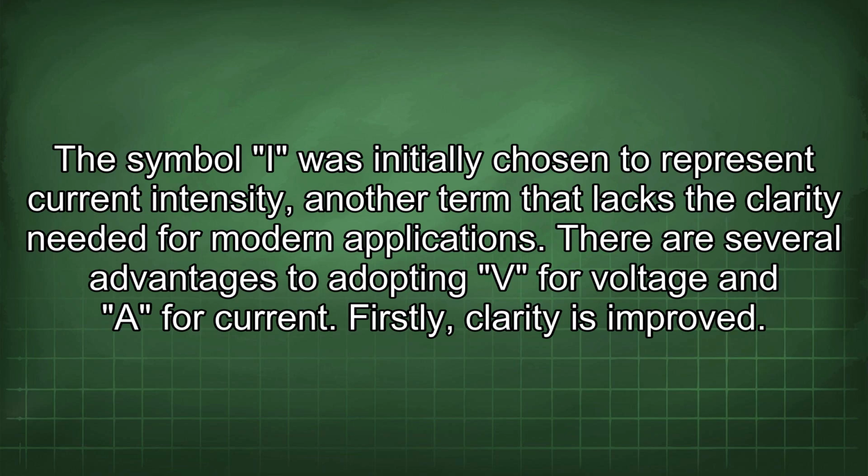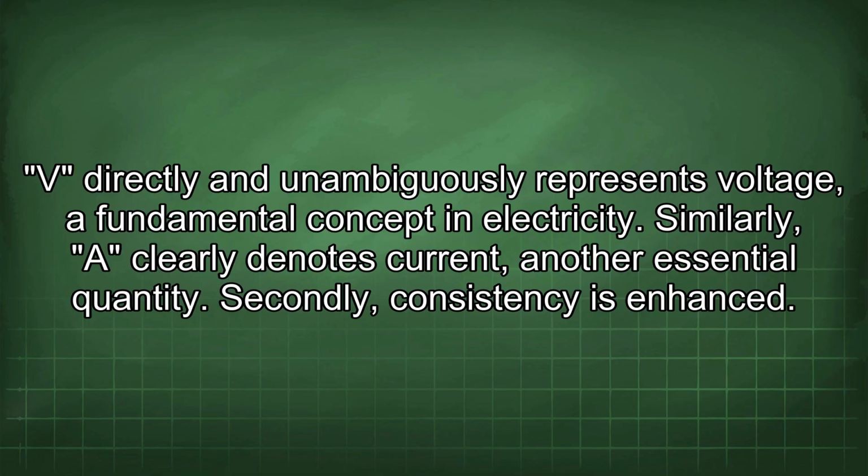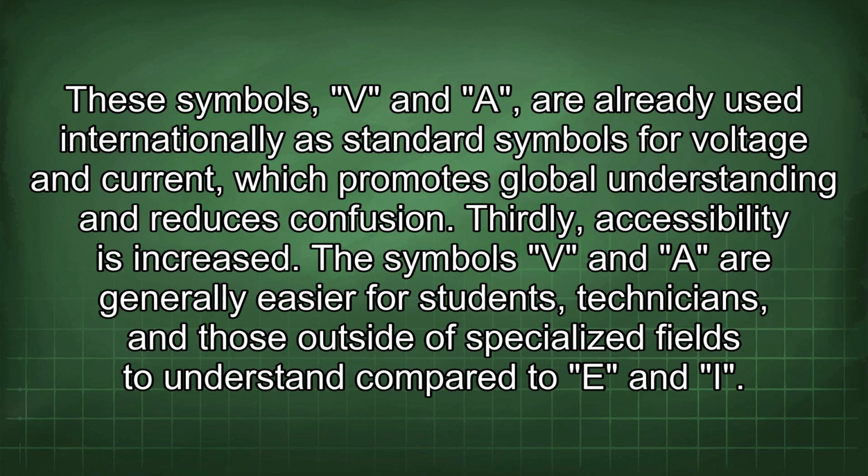There are several advantages to adopting V for voltage and I for current. Firstly, clarity is improved. V directly and unambiguously represents voltage, a fundamental concept in electricity. Similarly, I clearly denotes current, another essential quantity. Secondly, consistency is enhanced. These symbols, V and A, are already used internationally as standard symbols for voltage and current, which promotes global understanding and reduces confusion.